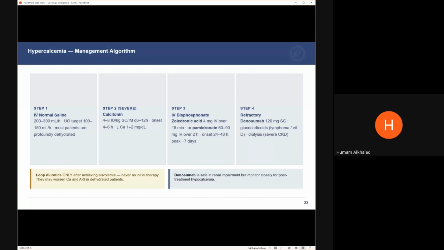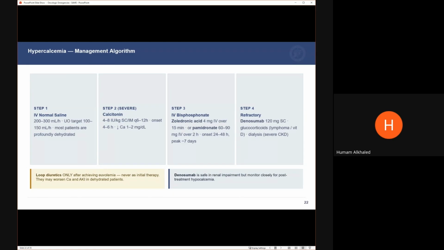In severe patients, we want to use calcitonin, subcutaneous or by injection every 6 to 12 hours for severe cases. It works pretty quick, but it has tachyphylaxis, so usually it stops working in about 48 to 72 hours. That's why we want to add bisphosphonate every time we use calcitonin. We usually use zoledronic acid 4 milligram IV over 15 minutes or pamidronate 60 to 90 milligram over 2 hours. Sometimes I do a 4 to 6 hour infusion of pamidronate, especially if they have AKIs.